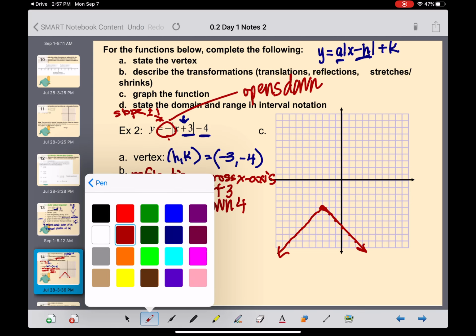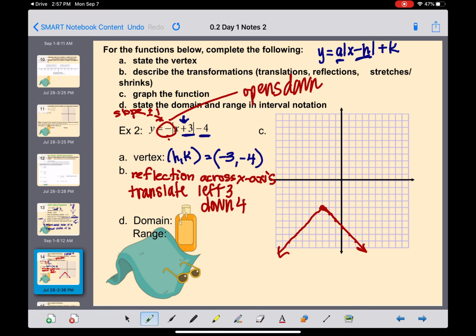Now I am going to find the domain and range. Remember, domain is all of our x values, so everything that I can plug in. If this is going on forever here and forever there, there's nothing missing in between. So you're going to include all of the x values.